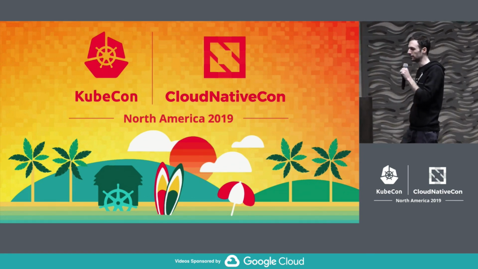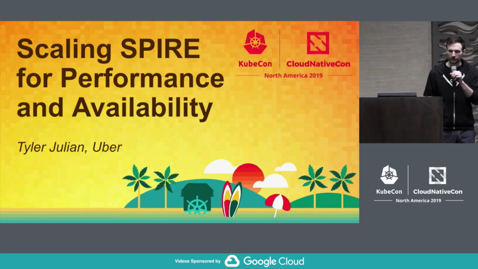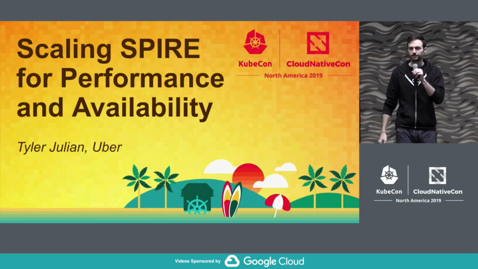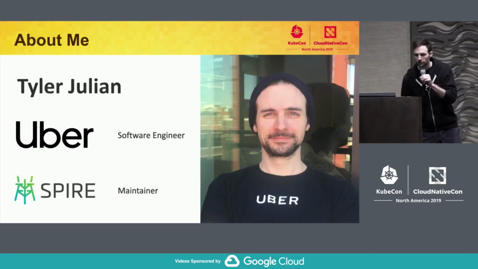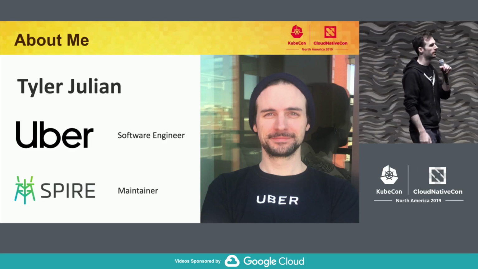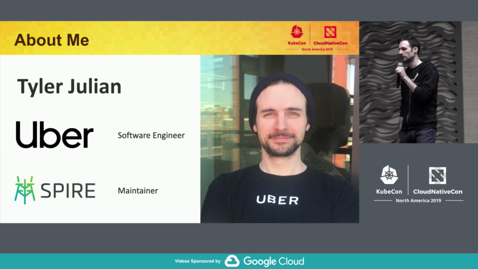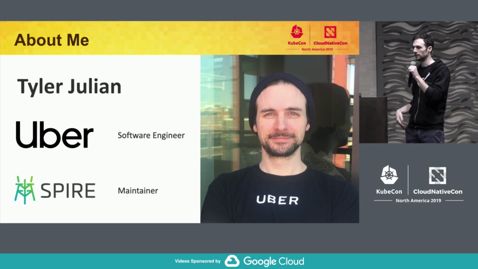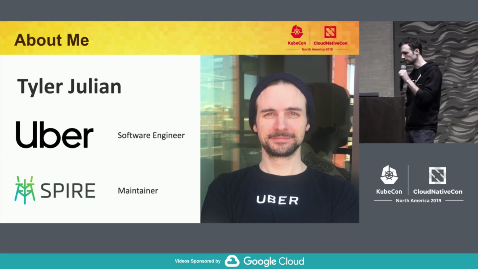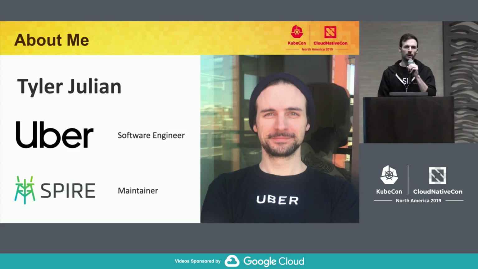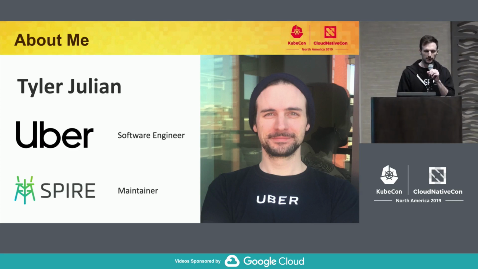I'm excited to talk about scaling SPIRE for performance and availability. I'm Julian. For those of you who don't know me, I'm a software engineer at Uber. I work on our identity access management team. I've been there for a number of years, working on building security infrastructure. On SPIRE, I'm a maintainer. I've been working on the project for about a year now.